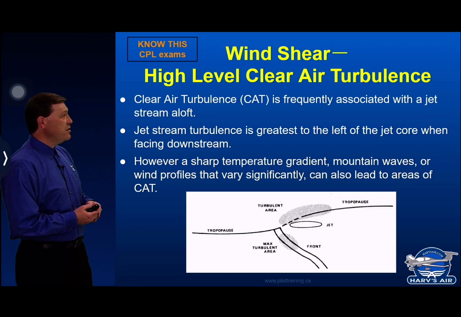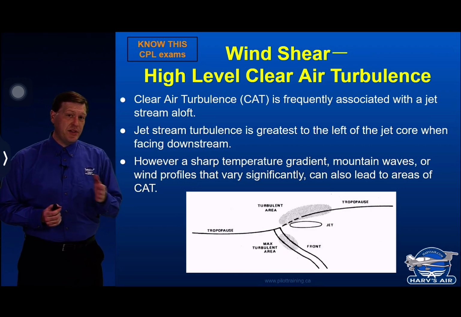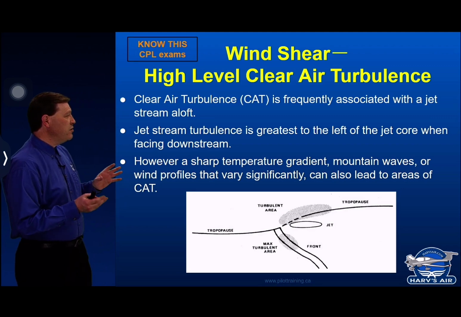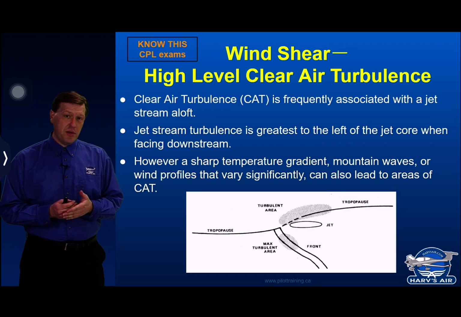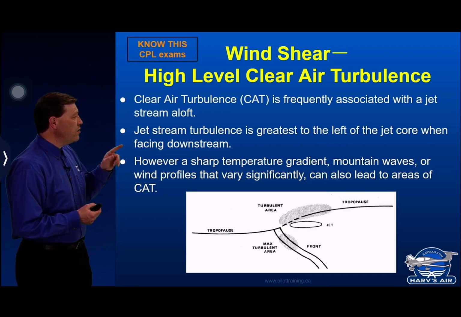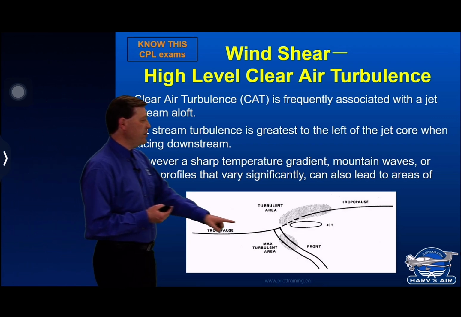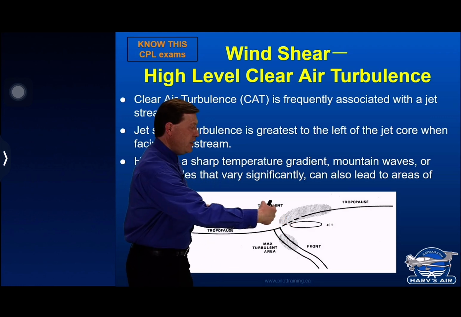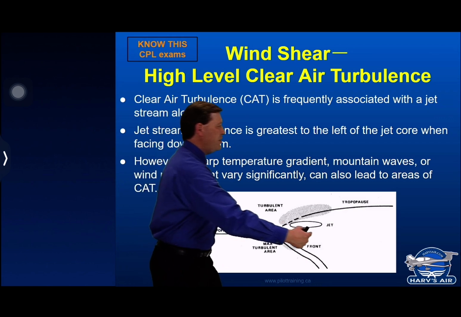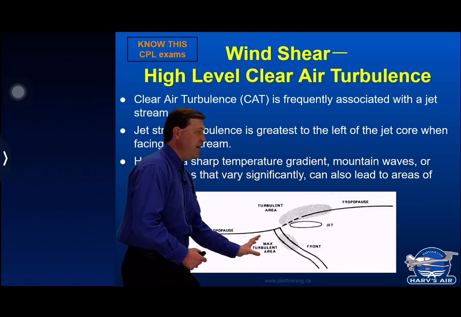We do have a section on jet streams. We briefly talked about them as well in the winds section, so I'm not going to spend too much time here talking about clear air turbulence. It's frequently associated with jet streams. Notice that jet stream turbulence is the greatest to the left of the jet core when facing downstream. So in this case, this jet is actually moving from you, the camera, in this direction, so that's downstream. So right like that.